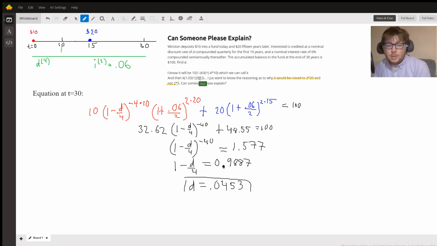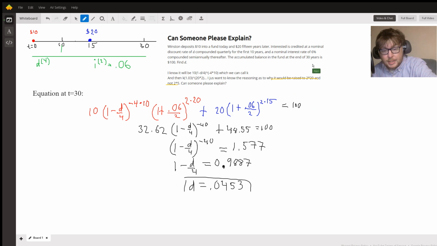So Winston deposits $10 into a fund today, aka time zero, and $20 15 years later, which we're going to call time 15. Interest is credited at a nominal discount rate d, which is unknown, compounded quarterly for the first 10 years, and a nominal interest rate of 6% compounded semi-annually thereafter. The accumulated balance in the fund at the end of 30 years is $100. Find d. Okay, so this will end up being basically an equation matched at time 30.